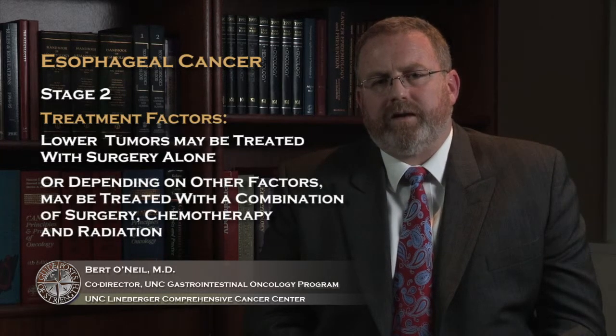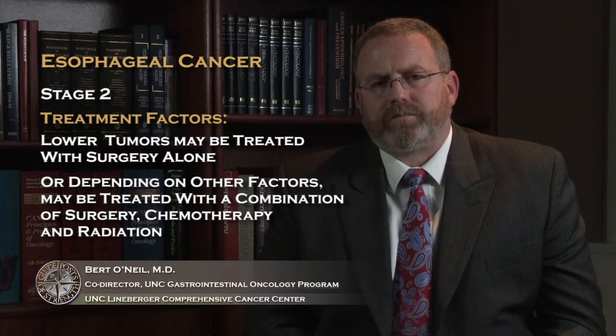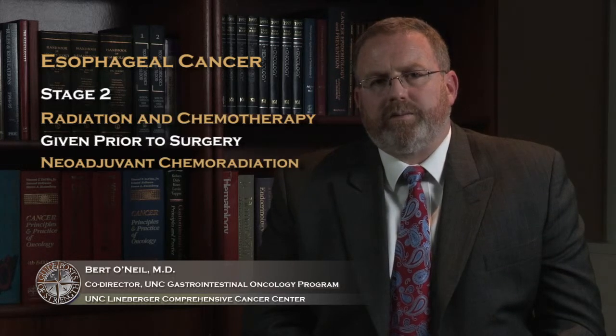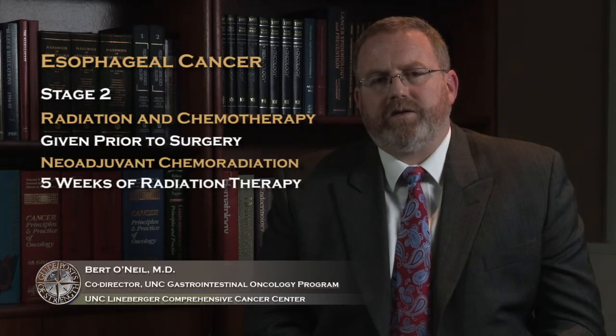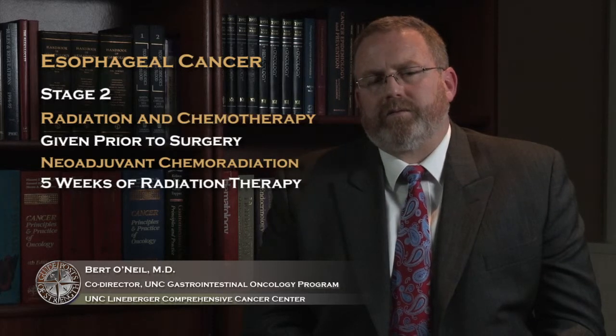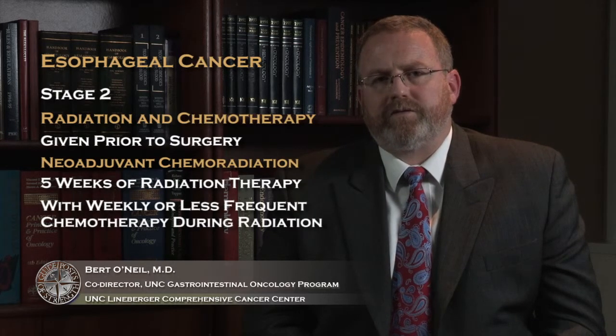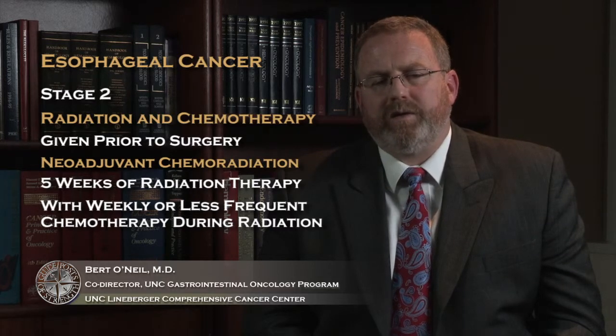depending on other factors that your physicians would discuss with you, may be treated with combinations of treatments including surgery, chemotherapy, and radiation. It is most common when radiation and chemotherapy are necessary to give these prior to surgery, or what we call neoadjuvant chemoradiation. This would typically involve about 5 weeks of radiation therapy, usually with weekly or less frequent chemotherapy during the radiation treatments. Radiation treatments happen on a daily basis, although they're typically quite short.